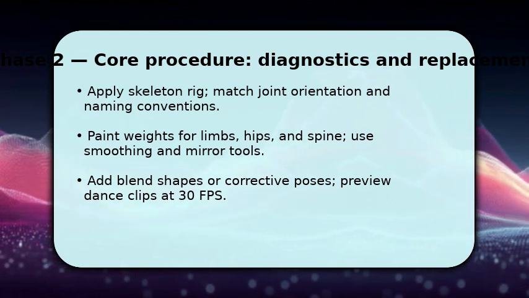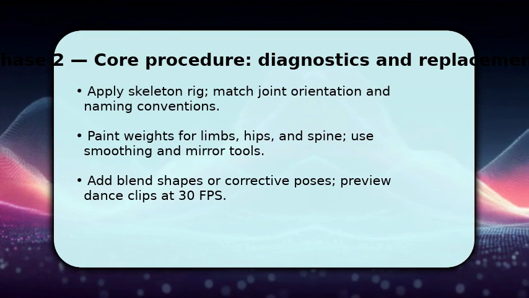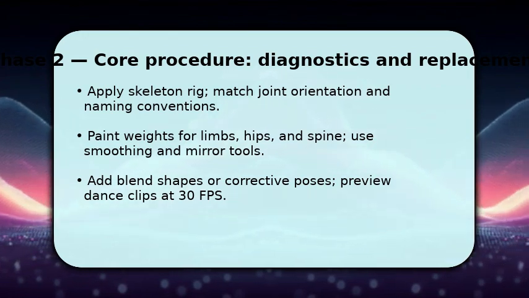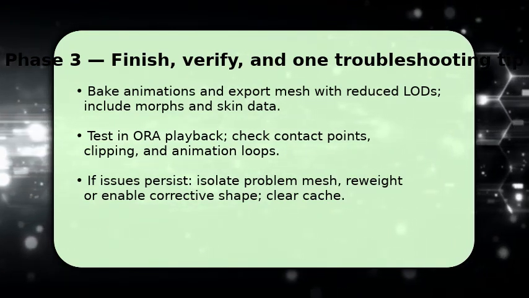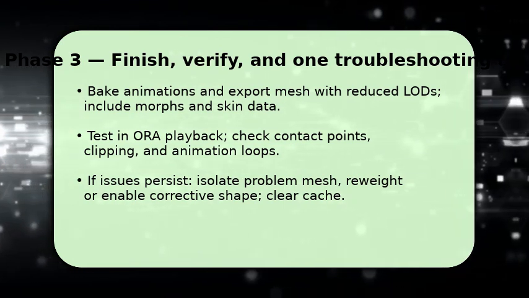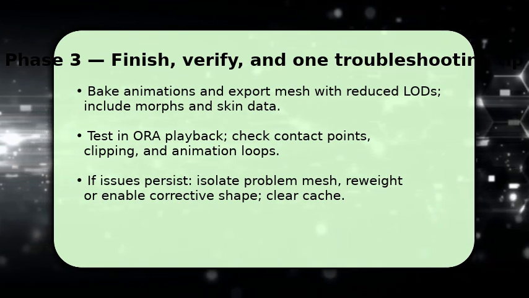Play dance clips at 30 FPS to preview deformation and fix problem areas iteratively. Make small, targeted adjustments rather than global changes. To finish, bake animations and export the mesh with 1 or 2 LODs, making sure morphs and skin data are included. Once exported, test playback in ORA and inspect contact points, clipping, and animation loops.